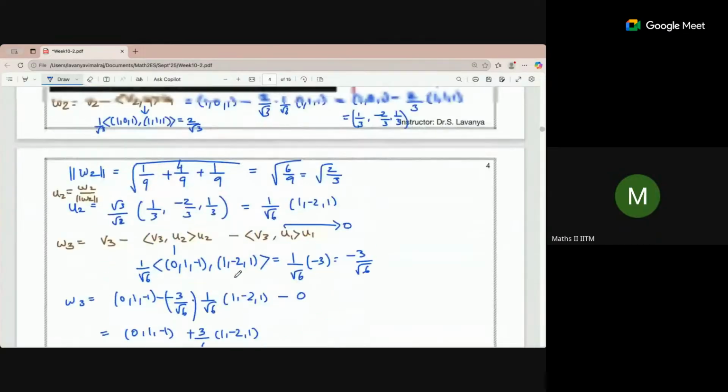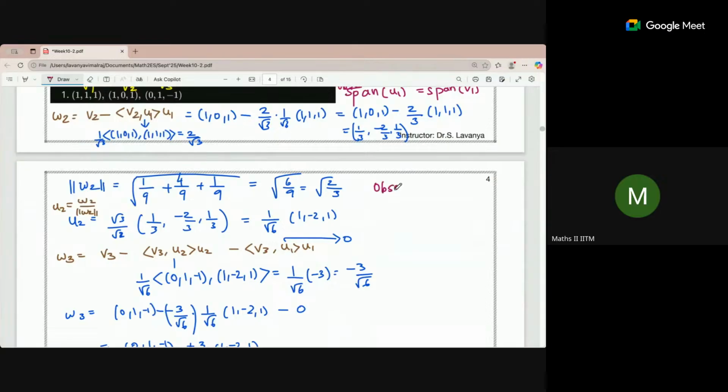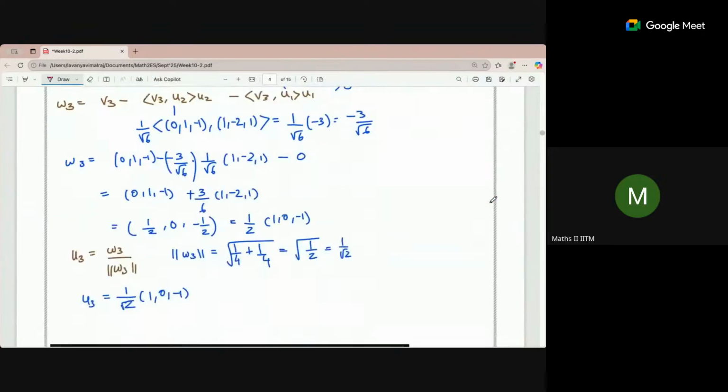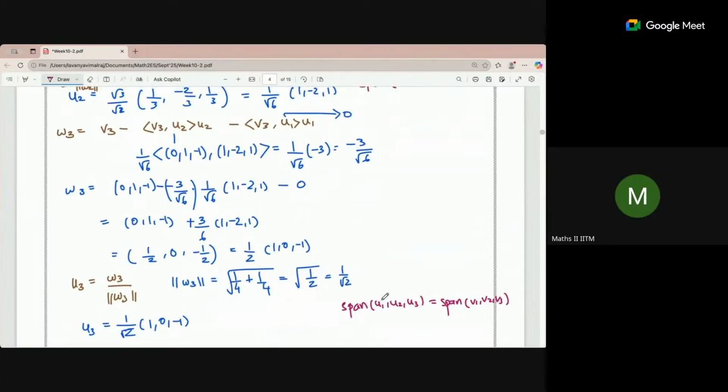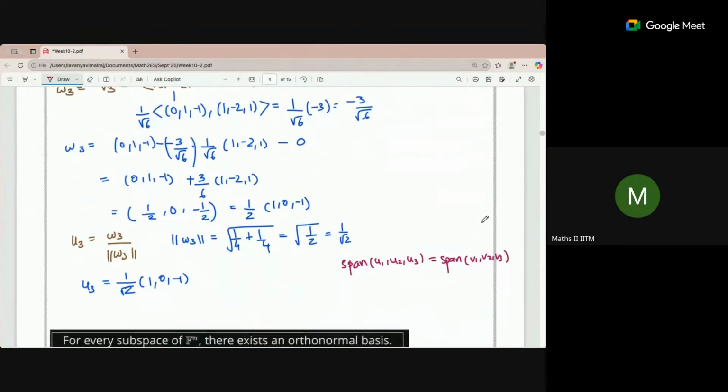Yeah. So again, there is something we need to observe at each step. So what is the observation we are having? Observe that span of u1 u2 is same as span of v1 v2. Similarly, here you observe that span of u1 u2 u3 is same as span of v1 v2 v3. You cannot simply take, for example, u1 u3 equal to v1 v3. That is not possible. So you have to take everything in order. Then only this spanning concept will work.